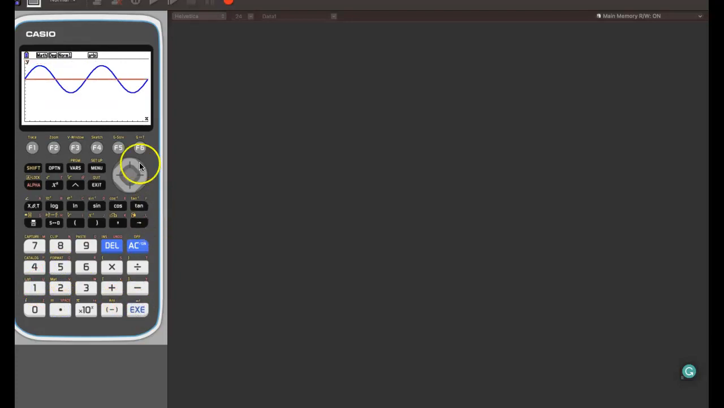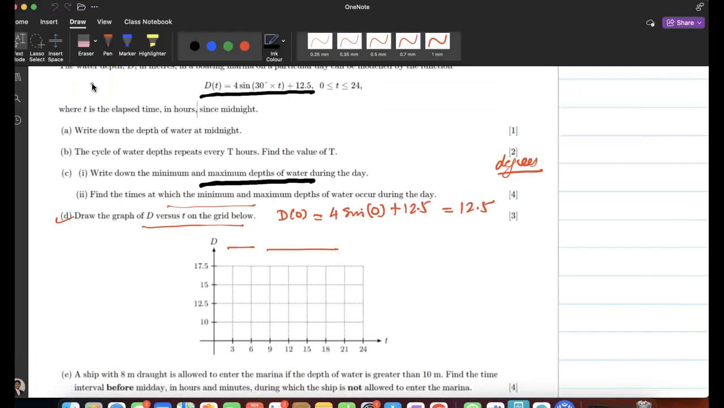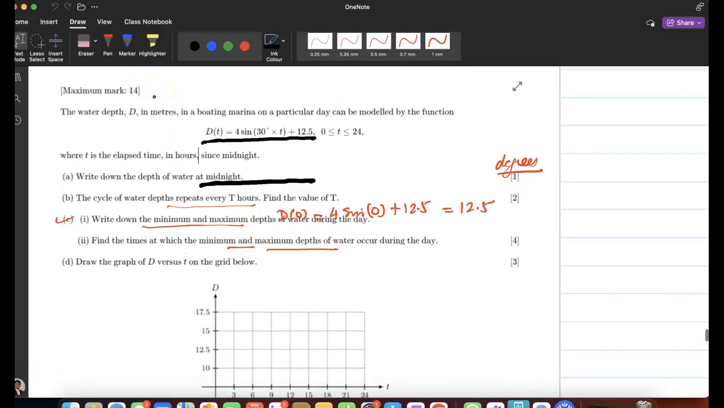12.5 is my principal axis. Correct. Now this one, I'll take the intersection, 12.0, and you take this one cycle. So you have to take one cycle, one crest and one trough. So that's 12.